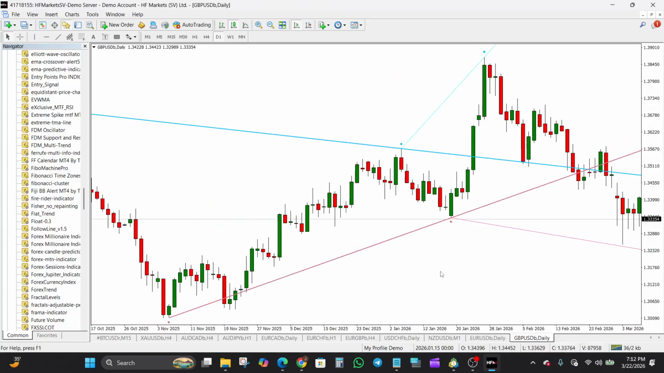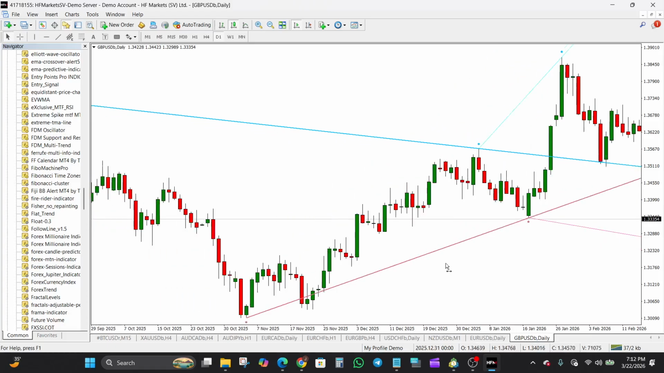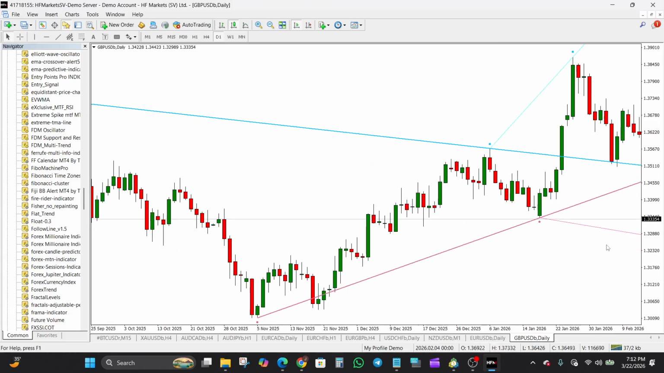To understand how it works, you first need to know what fractals are. In trading, fractals mark local highs and lows. They are points where price changes direction. These points are important because they represent areas where the market has previously reacted. So this indicator takes those fractal points and connects them to form trend lines.